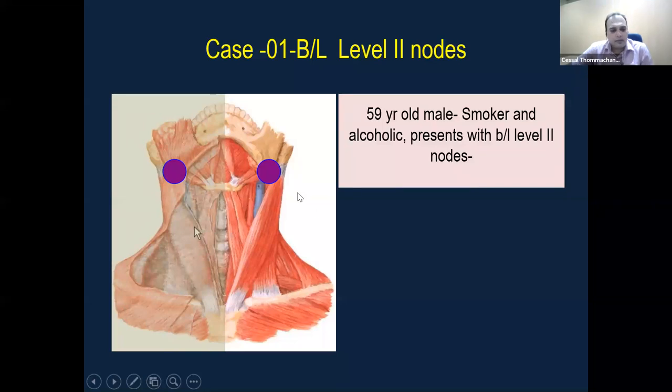First we will be discussing a few clinical case scenarios, then how to approach that particular problem. Here we have a 59-year-old gentleman who is a smoker and alcoholic, presenting with bilateral level 2 lymph nodes. I want to draw everyone's attention here. This is the hyoid bone.